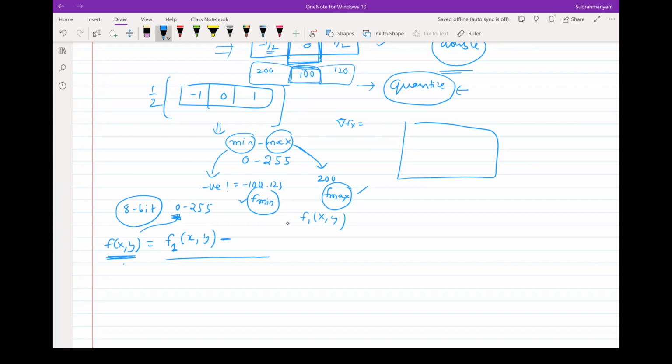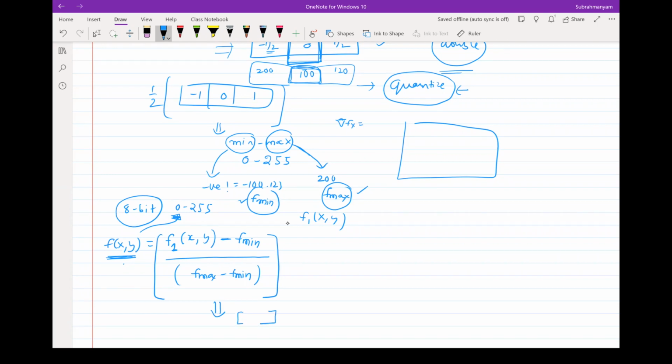F1 minus f min. Very good. And what is it that I should divide the whole thing with? F max minus f min. Very good. Now, what is the range that this whole expression would take? What is the expression range you would get here?